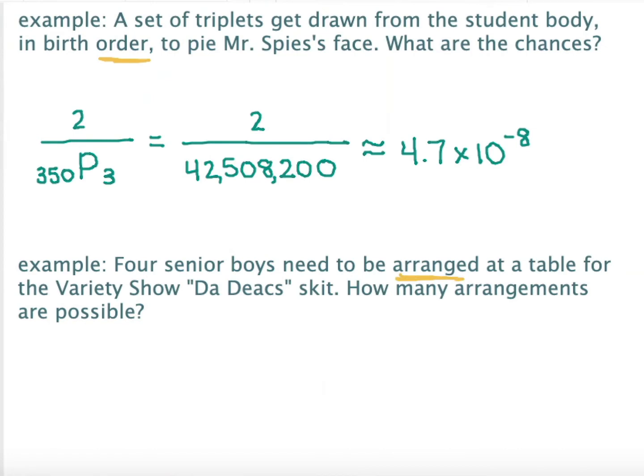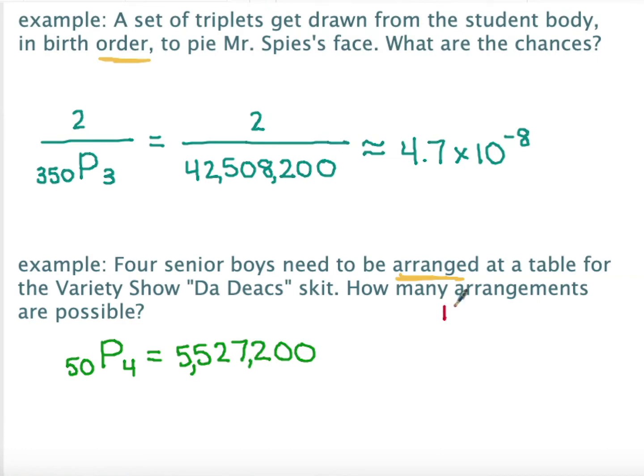First, we'd need to know how many senior boys there are. I'm just going to take a stab at this and estimate that there are 50 senior boys this year. And we are going to take permutations of 4. Over 5 million different ways. Why are these numbers so huge?